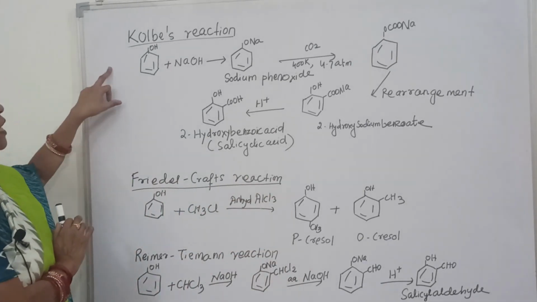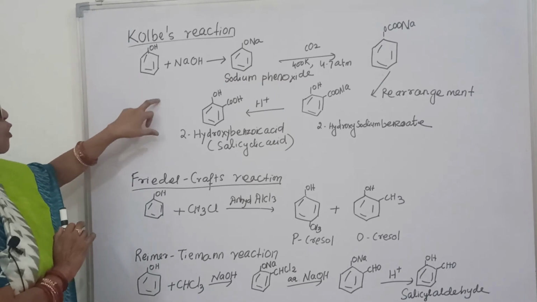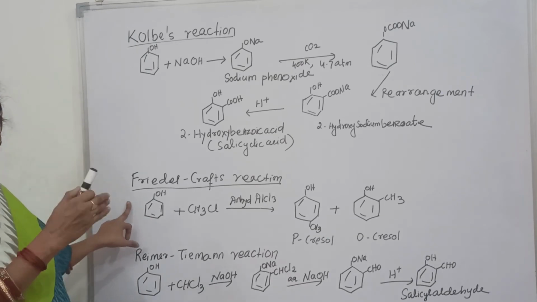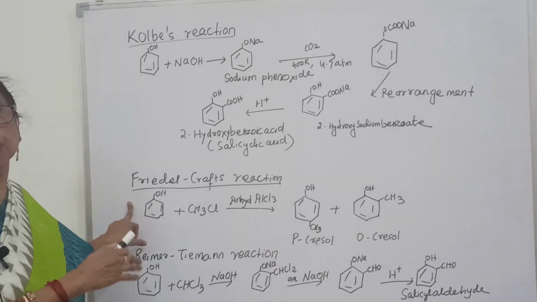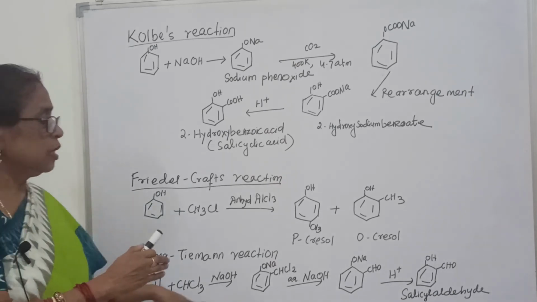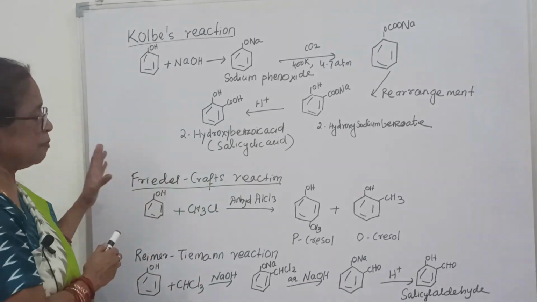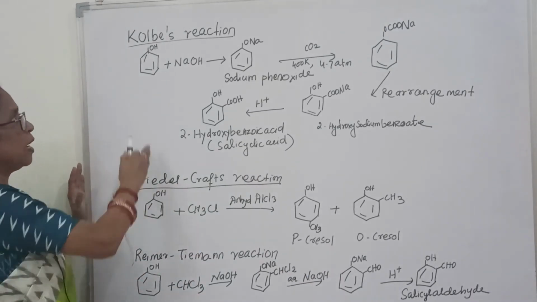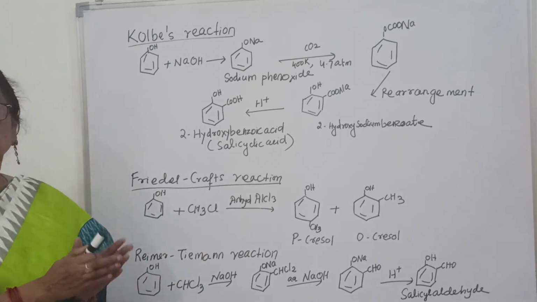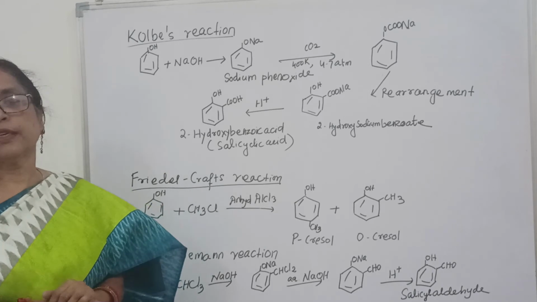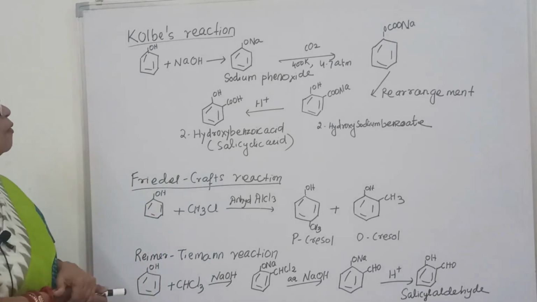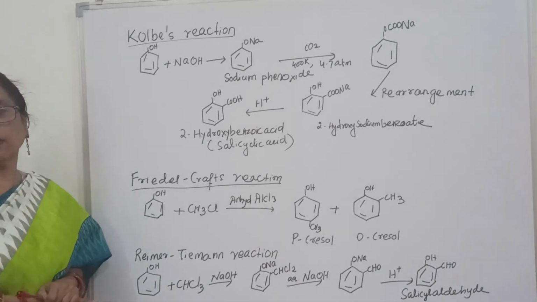Again see Kolbe reaction where phenol changes to salicylic acid. Friedel-Crafts reaction where changes to ortho and para position, methyl group is attached. And Reimer-Tiemann here phenol changes to salicylaldehyde. These are the main important changes in phenol by the name of reaction. And Reimer-Tiemann reaction here gives 2-hydroxybenzaldehyde. Now we will see a few other reactions. We will see what are the reactions of phenol.